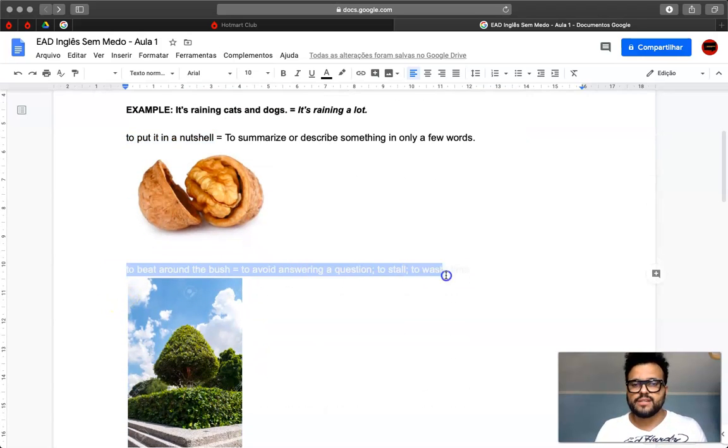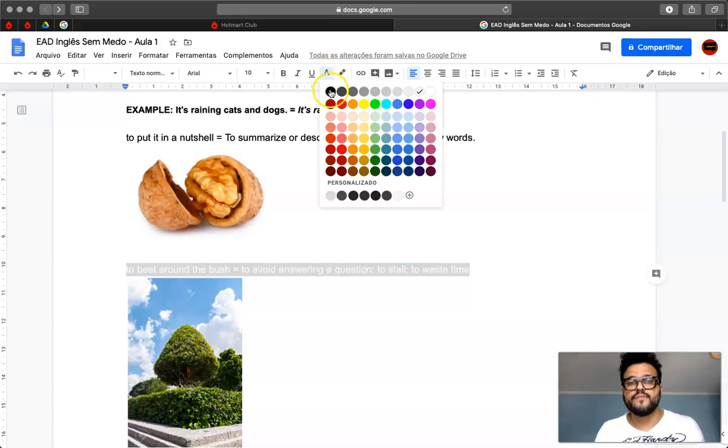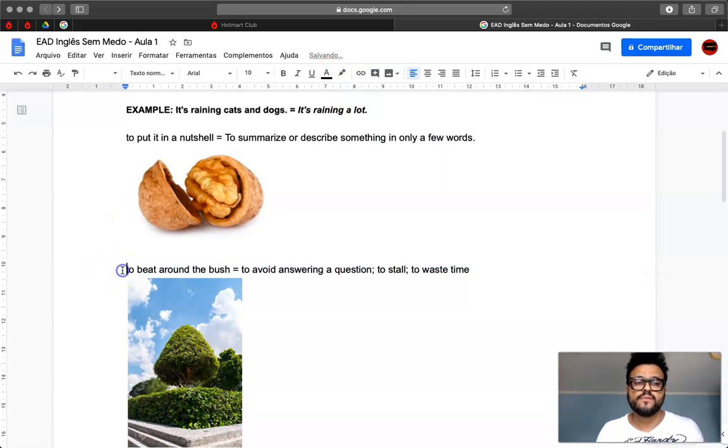Then the next expression here, I don't know if you are familiar with this too. To beat around the bush, yeah. Some people say to beat about the bush. Okay, so sometimes you can hear around or about the bush, right? So to beat about or to beat around the bush means to avoid answering a question, to stall, to waste time, right?